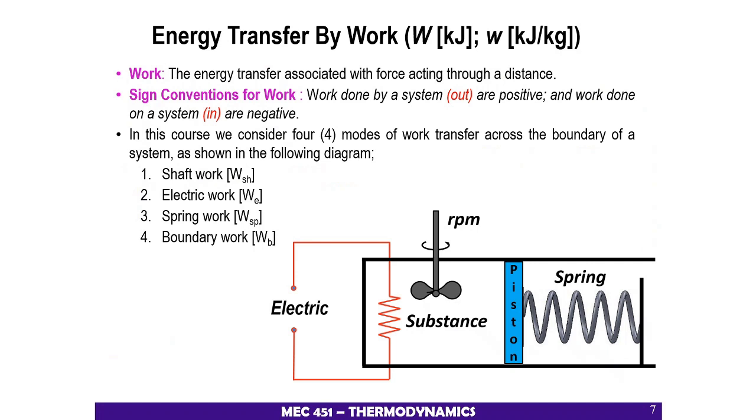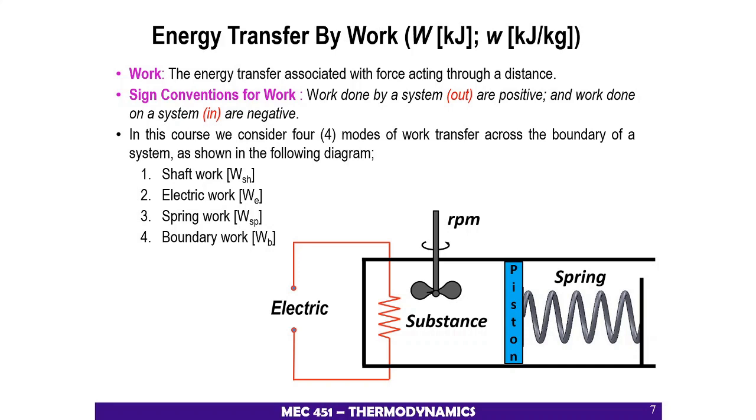Okay, so energy being transferred. Energy transfer by work, we have W in kilojoules, or w in kilojoules per kg. Work is the energy transfer associated with a force acting through a distance, Newton times meter. The sign convention for work done by a system is positive, and work done on a system is negative.